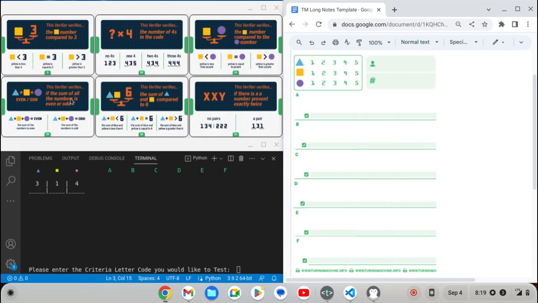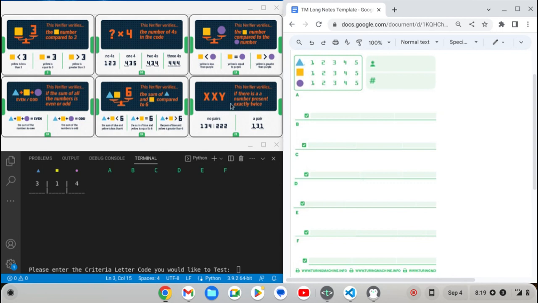Criteria card D will look at our 3 digits, triangle, square, and circle, and add them up. And the Turing Machine will let us know whether the sum is an even quantity or an odd quantity. Criteria card E looks at our first 2 digits, triangle and square, adds them up, and compares that sum to the number 6. So should the sum be less than 6? Should it be equal to 6? Or should the sum be greater than 6?